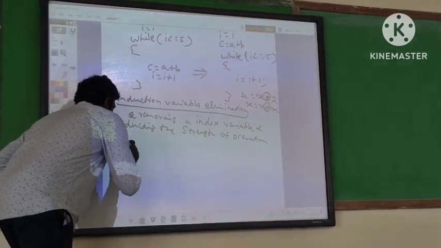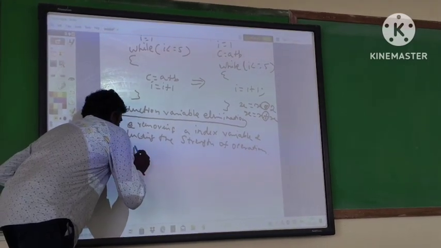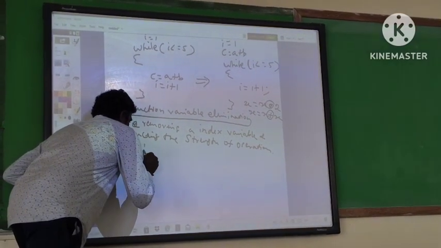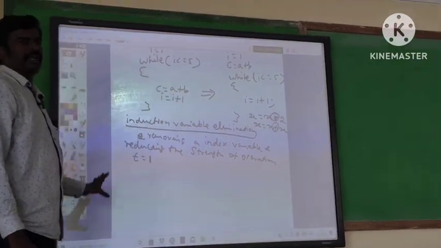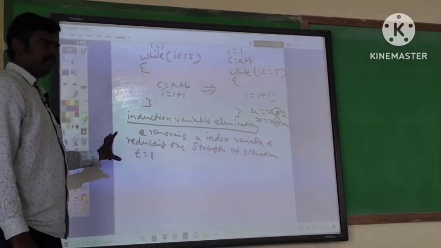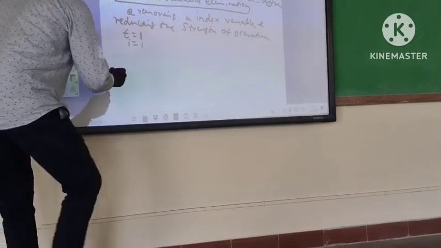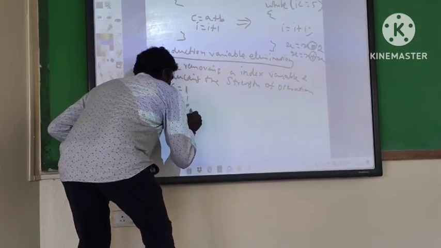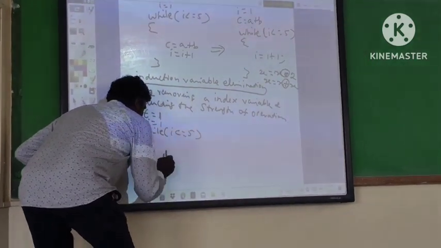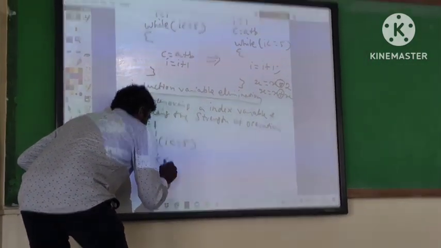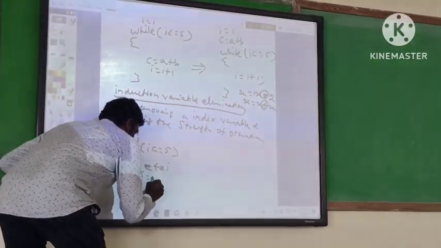Let us assume that I have a statement t equal to 1. Now I have a statement I is equal to 1. Now I have a loop here. I is called as index variable. While I lesser than or equal to 5, t equal to t star I. And I equal to I plus 1.